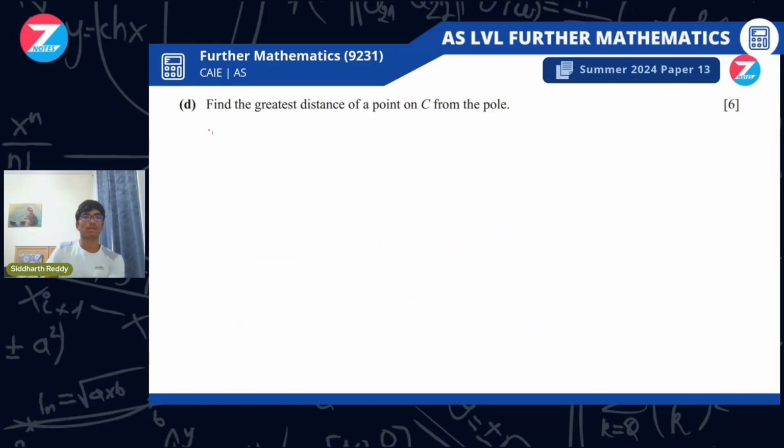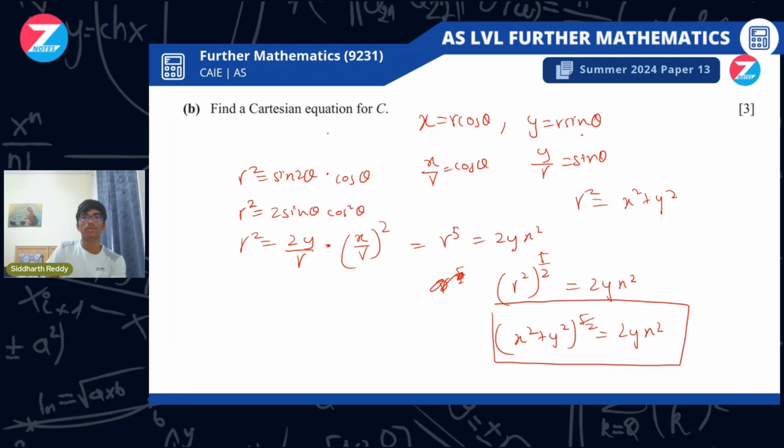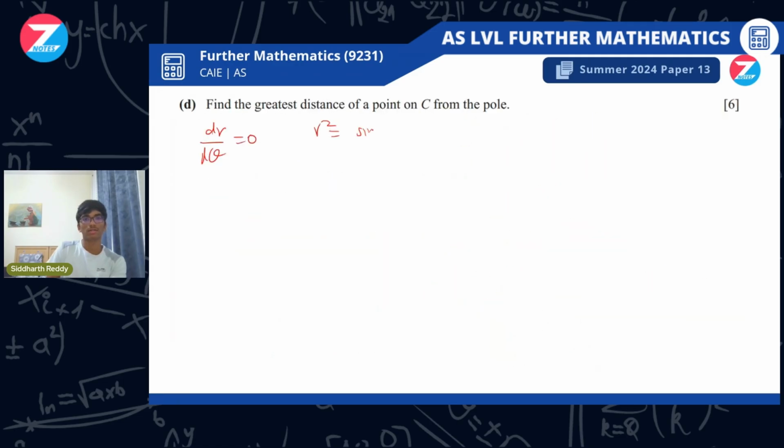Okay. So this happens when dr by d theta is equal to 0, right? So we have r square is equal to sine 2 theta cos theta. If we do implicit differentiation on both sides, we get 2r times dr by d theta is equal to, okay, we have to do the product rule here. So it becomes sine 2 theta times minus sine theta plus the derivative of sine 2 theta, which will be cos 2 theta times 2 times cos theta.